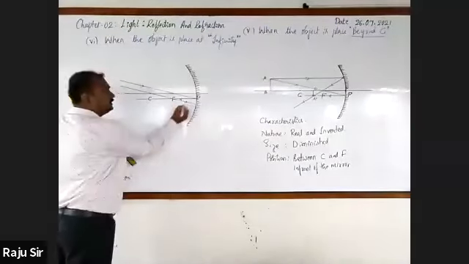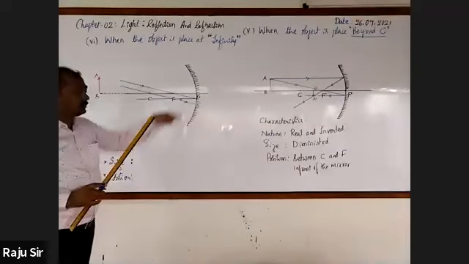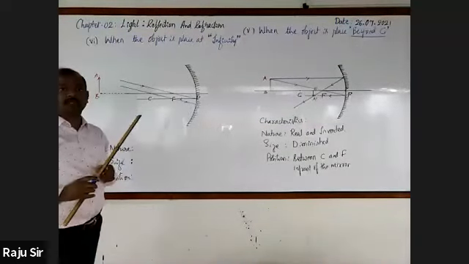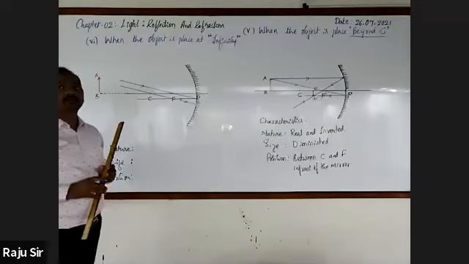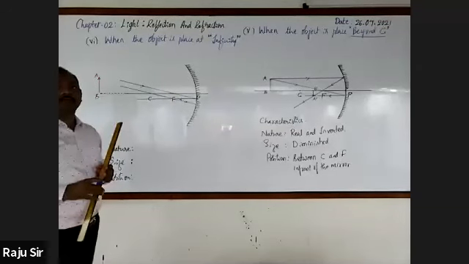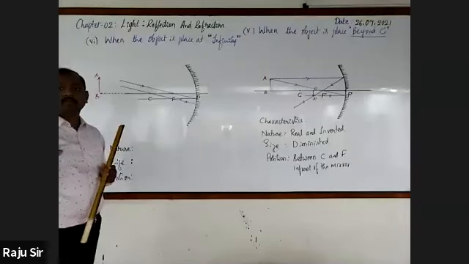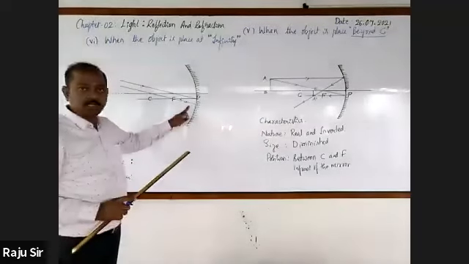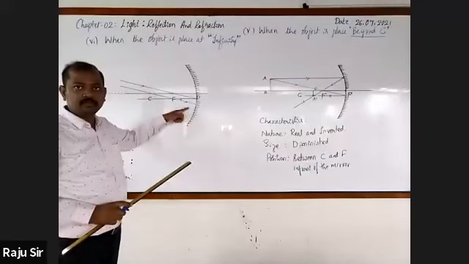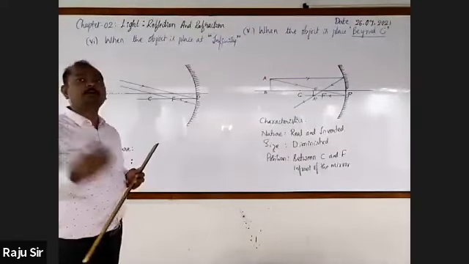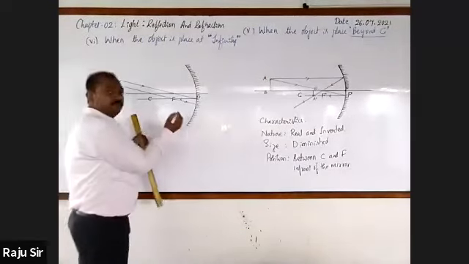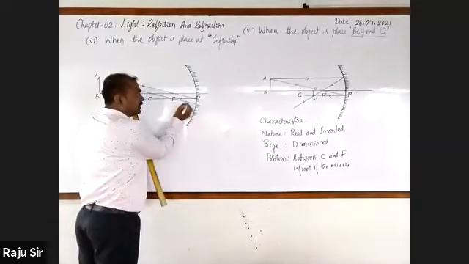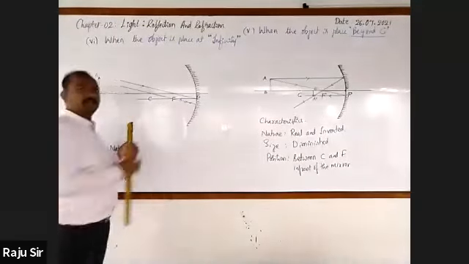You all know that this ray will incident on the mirror perpendicularly, that is normally. Then what will be the angle of incidence? It is 0 degree, right? Then what will be the angle of reflection? It is 0 degree. So if it is 0 degree, the reflected ray moves along the path of the incident ray.